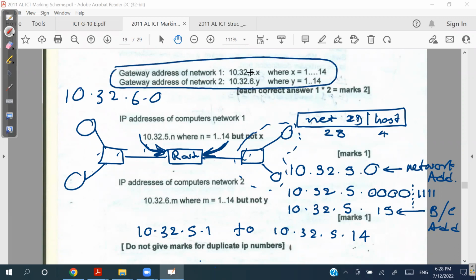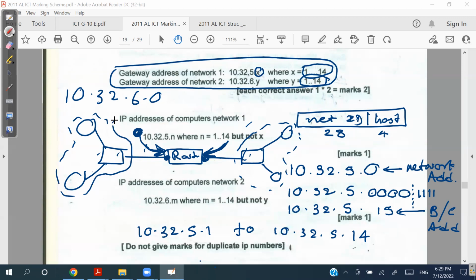That is what they have suggested over here. Gateway address of network 1 is 10.32.5.x where x is 1 to 14, one of them comes here, and this edge is going to get 10.32.6.y, y is going to be something from 1 to 14, right? So when those addresses are given to these edges, those two addresses cannot be used to assign to these particular devices.